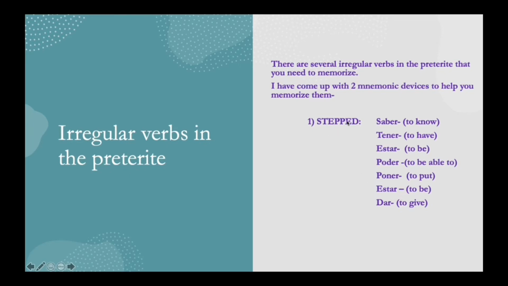Each letter in this word represents one of the verbs that you need to know that are irregular in the preterite. So the S is for saber. Saber means to know. T is for tener, to have. E is for estar, to be. P is for poder, to be able to. The next P is for poner, to put. E is for estar again, because that was the only vowel. So I just used it twice. And dar. D is for dar, which means to give.